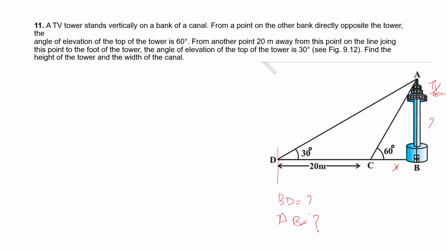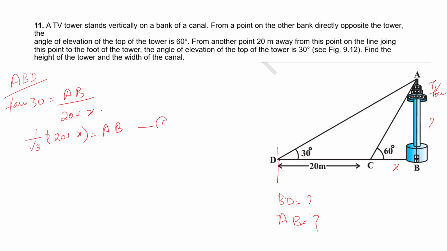That's all. So in triangle ABD, tan 30, opposite is AB and adjacent is 20 plus X. So what's the value of tan 30? 1 by root 3 into (20 plus X) is AB. What is AB? Height of the TV tower. Okay, so keep it as 1.